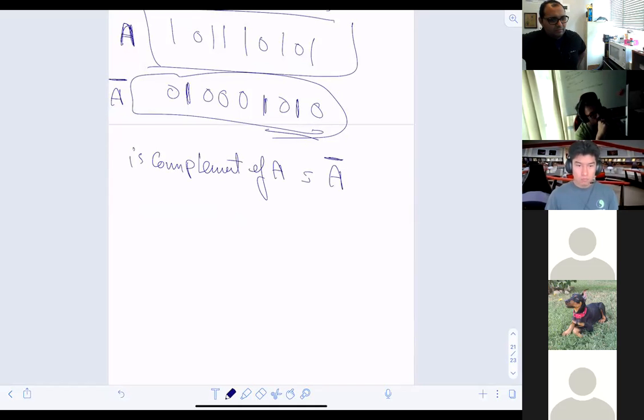Oh, it's the same thing as a NOT gate. Yes, right. Come on, let's follow the rules so we make it easy for people. Not everybody knows what a NOT gate is, right?